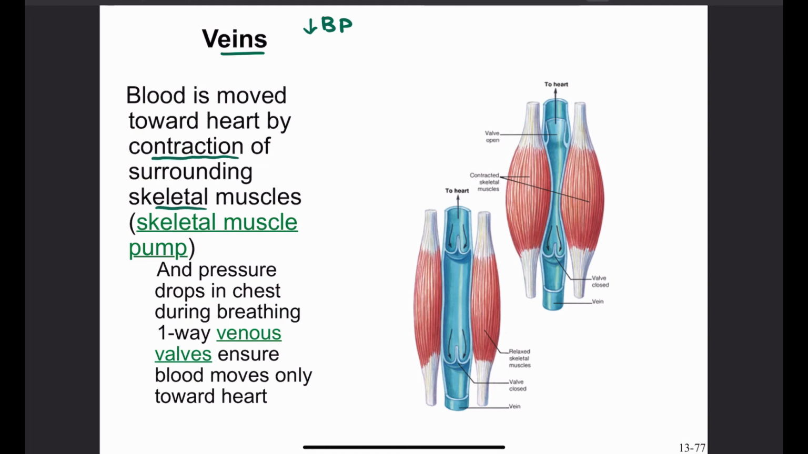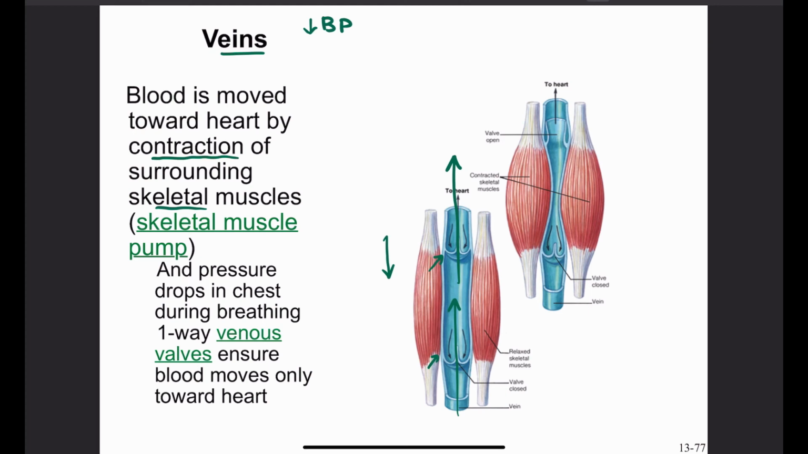Some of our veins have these valves, and these valves prevent backwards flow of blood. Remember that blood is always moving in a one-way street. And even here, it's showing blood is moving this way and only this way. We don't want backwards flow, which is why we have these valves.